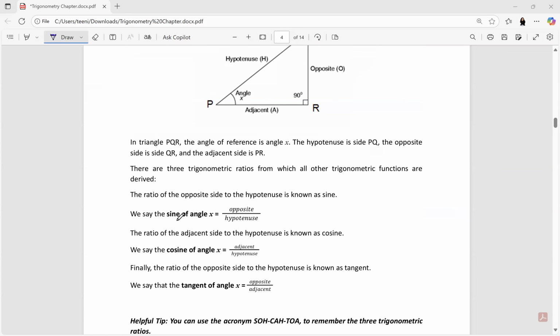So the sine of an angle is found by taking the ratio of the opposite to the hypotenuse. So you would see it as sine x is equal to opposite over hypotenuse. The ratio of the adjacent to the hypotenuse is known as the cosine. So the cosine of an angle is the adjacent over the hypotenuse. And then finally, the tangent of an angle is the opposite over adjacent.